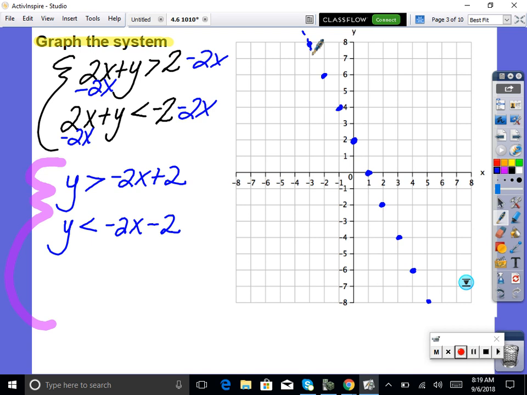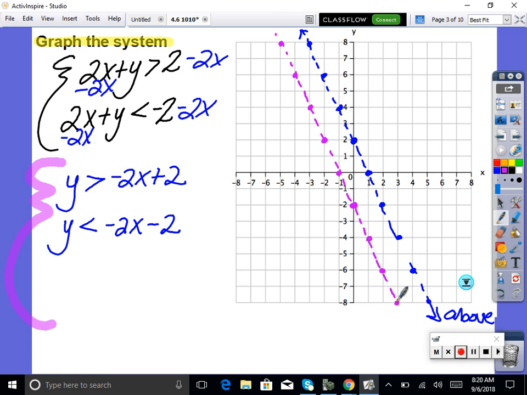Solid, nope, dotted line. My bad. Then we're shading that one. Y values above, so above that one. Let's graph this next one. So y-intercept of negative 2, then my slope's negative 2. And that one is dotted as well.